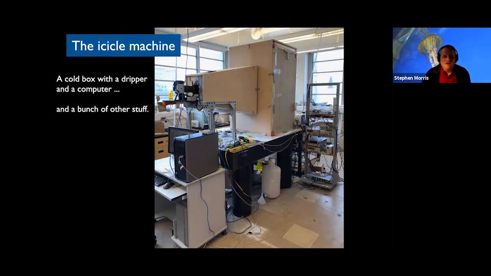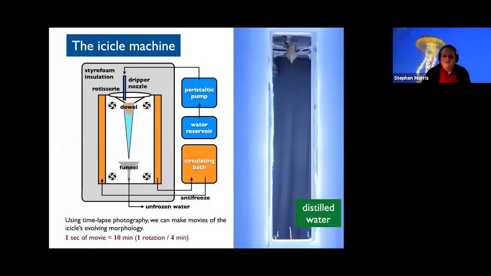It's a big refrigerated box connected to a computer. This is a 36 megapixel SLR camera, which takes pictures through this thing we call the camera tunnel. And inside here, there is a support, and all this electronics maintains temperatures and water flows and drips water very slowly into the box and forms an icicle inside. And the whole thing is refrigerated by a circulating bath. So this is what it looks like schematically.